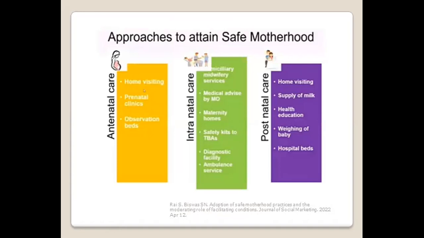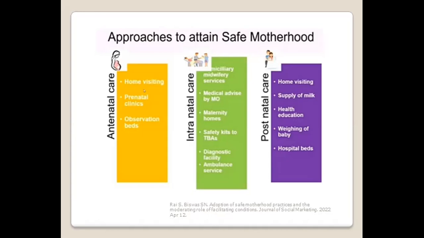At the intranatal level, there should be domiciliary midwifery services. Medical advice should be given by medical officers. There should be maternity homes. Safety kits are provided to traditional birth attendants. There should be diagnostic facilities and ambulance facilities.